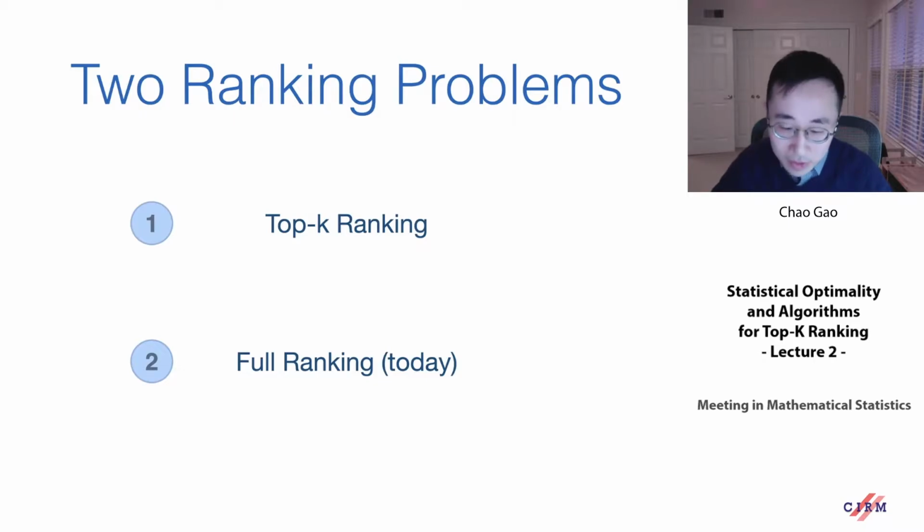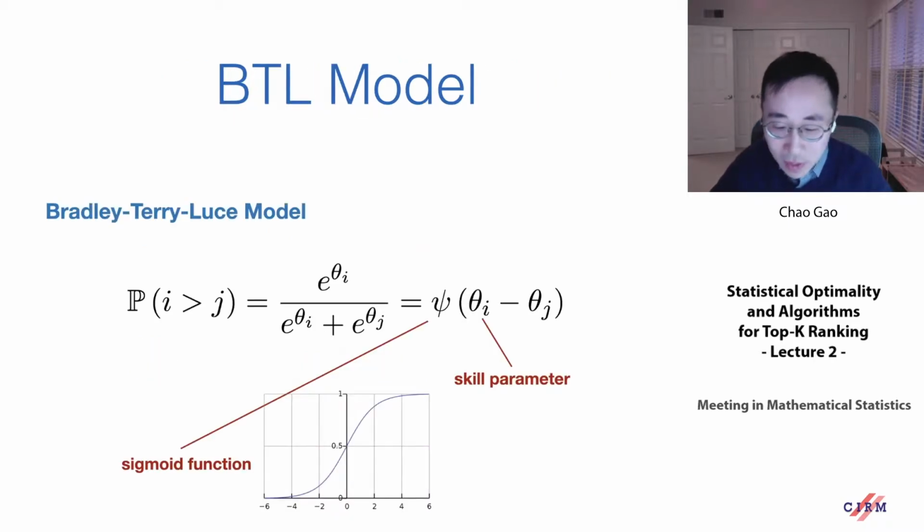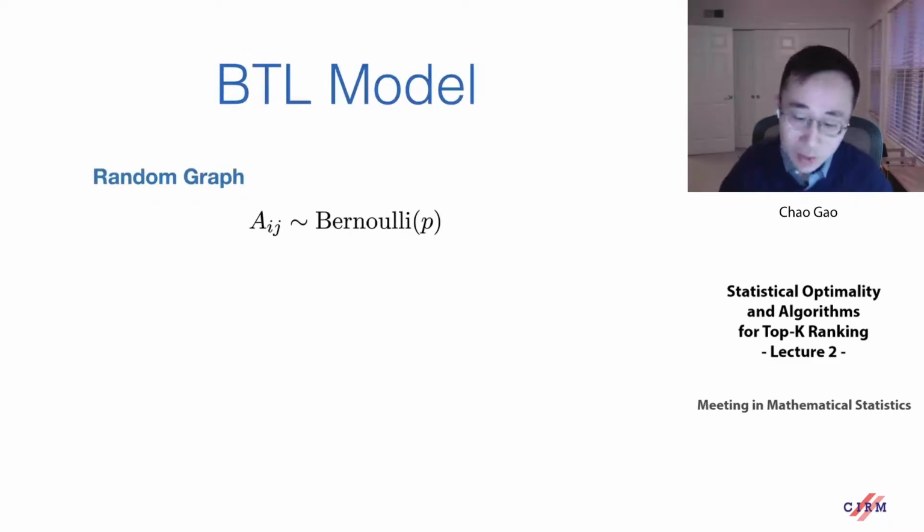Okay, so let's first recall the setting of the BTL model, that the probability of player I winning a game against player J is proportional to a sigmoid function of the difference of the skill parameters of the two players. And in our sampling scheme, we still consider the same Erdos-Renyi random graph model with connection probability P and assume P is at least of order log n over n. This is to make sure that the random graph has a single connected component.